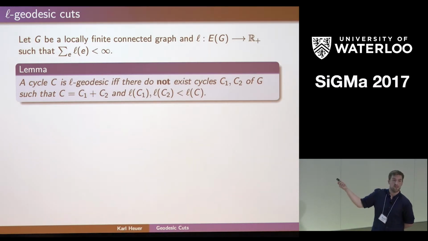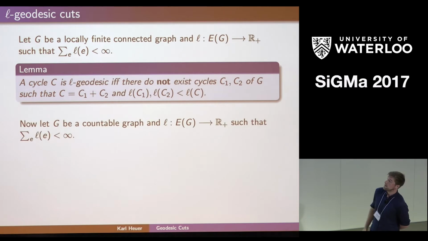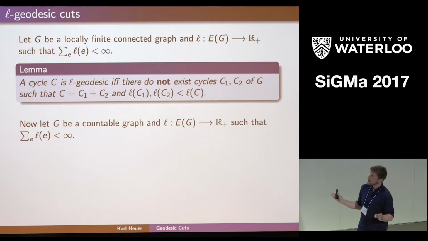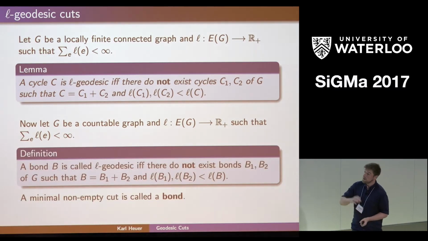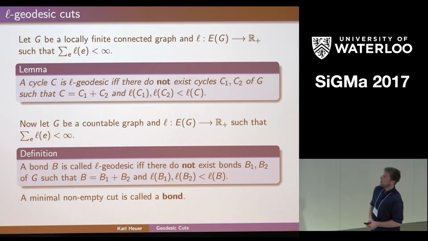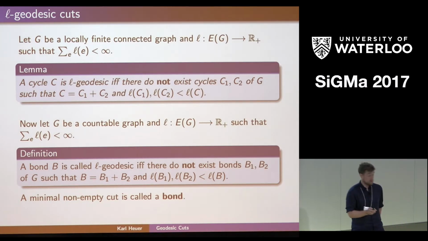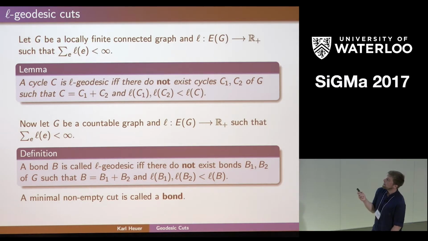So let's make it just a definition for cuts. So now for any graph which is maybe finite or countably infinite with a summable length function, say that the bond, a minimal non-empty cut, so something which corresponds to cycles, is called L-geodetic if and only if it can't be written as a sum of 2 smaller cuts, bonds.